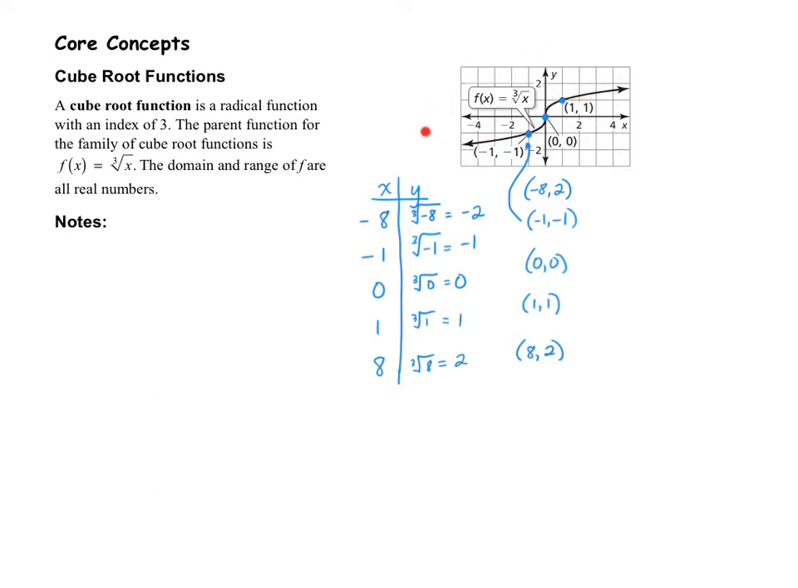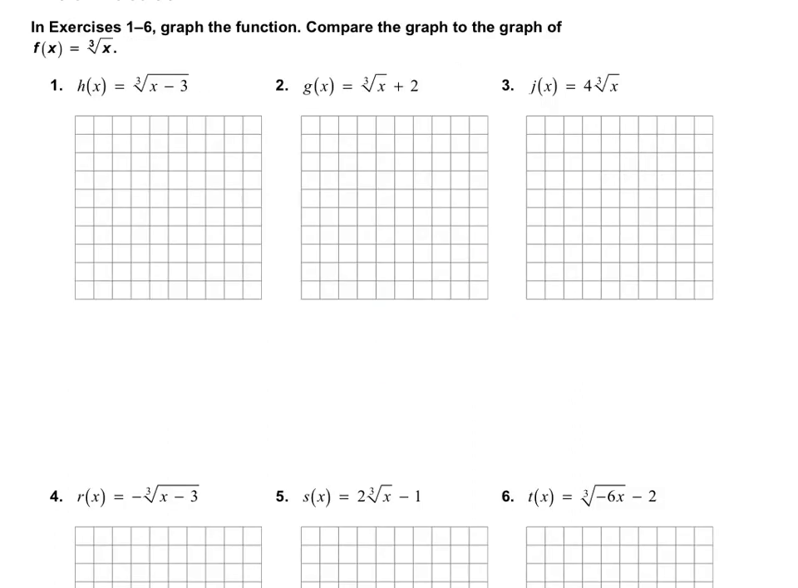And like I said, this is the parent function, so all of the graphs that we make today will be compared against that function. In exercises 1 through 6, we need to graph the function and then compare the graph to this parent function here, the cube root of x. So if we think about the transformations that we've learned, you'll notice that we have a -3 on the inside of the function. And so what this means is that it's going to take the parent function that we started with and move everything right 3 units.